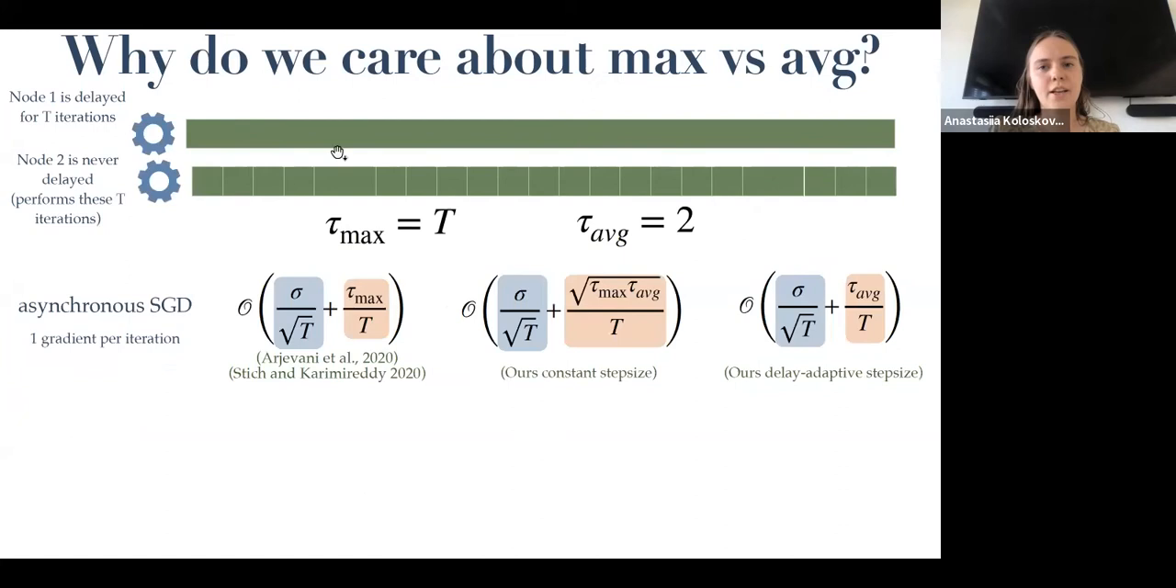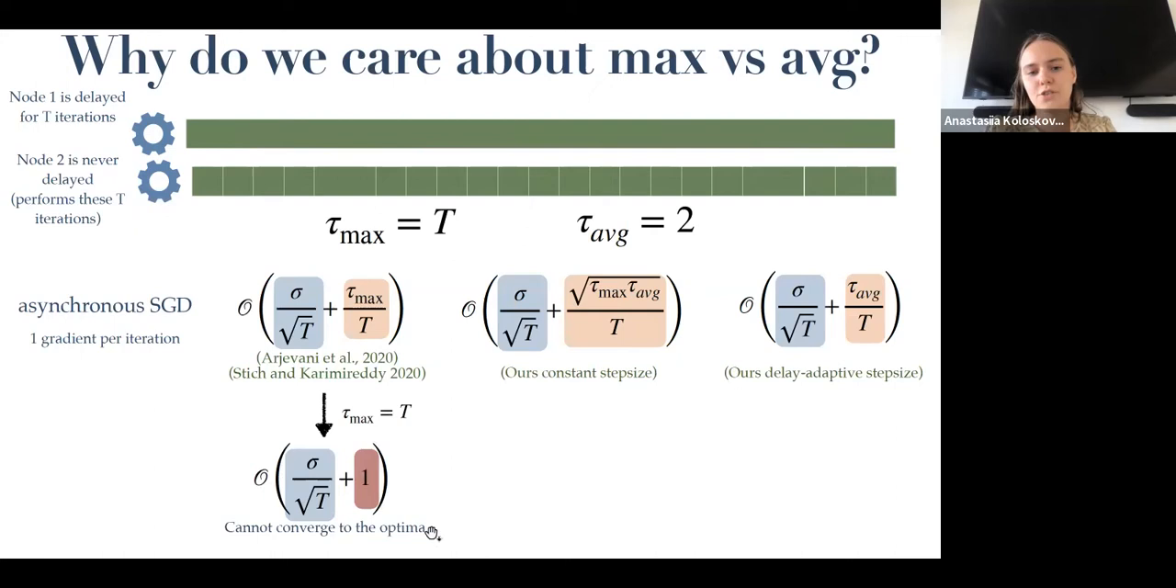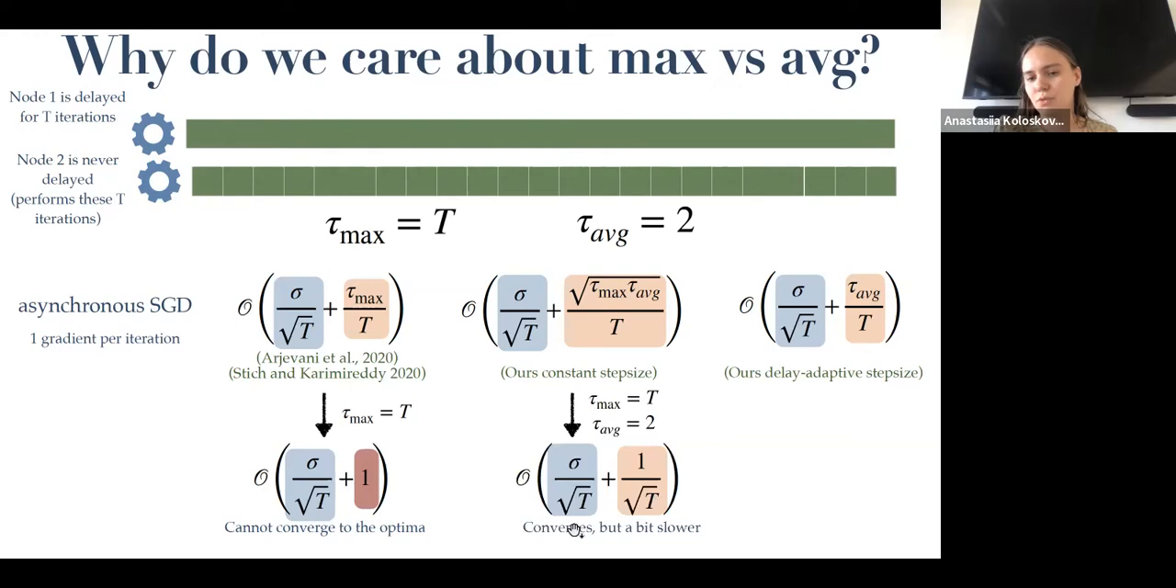Now if we look at all these convergence rates, the old one depends on tau max, so you put tau max equal to t for this example, and this convergence rate says you actually cannot converge to the optimum, you just converge to around the optimum, up to a constant. The second convergence rate, if we put tau max equal to t and tau average equal to 2, says that we actually can converge to the true optimum, but a bit slower. It was 1 over t before, and now it's 1 over square root of t, but we still can converge. And this average delay we just put equal to 2. So it basically says you're actually not affected by this.